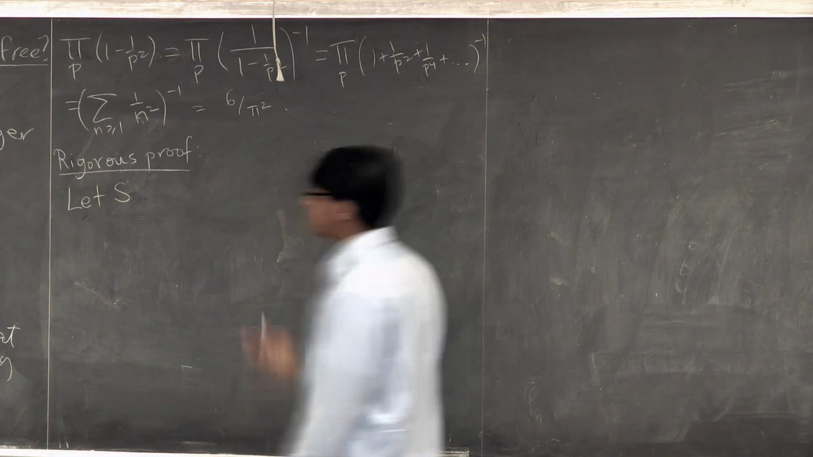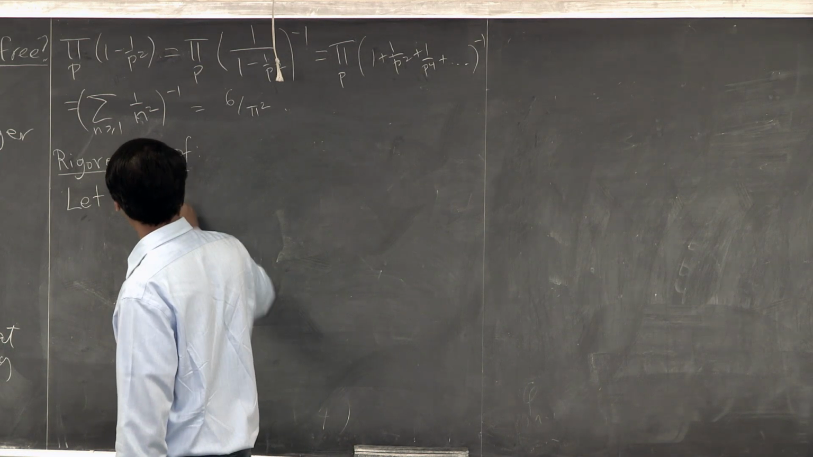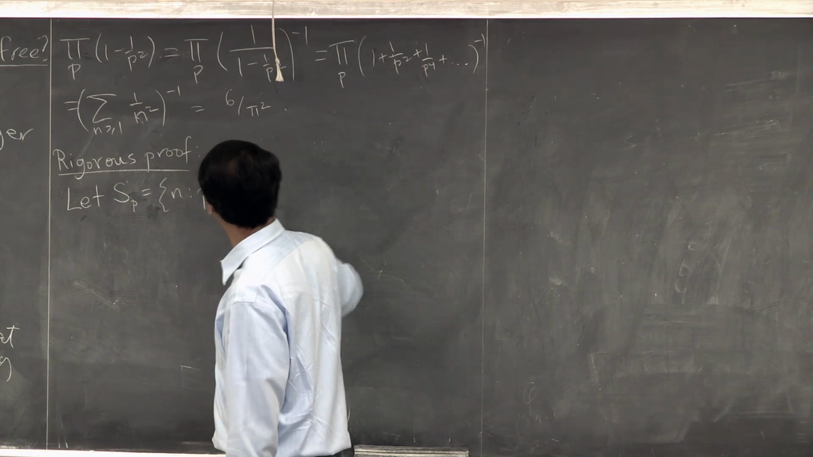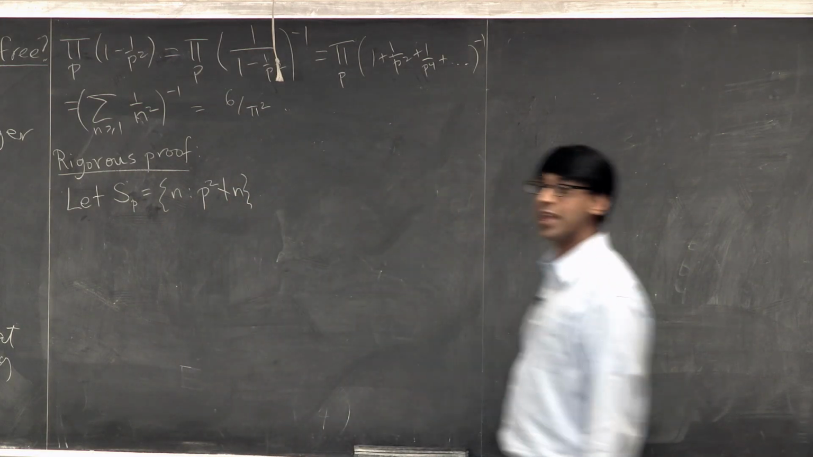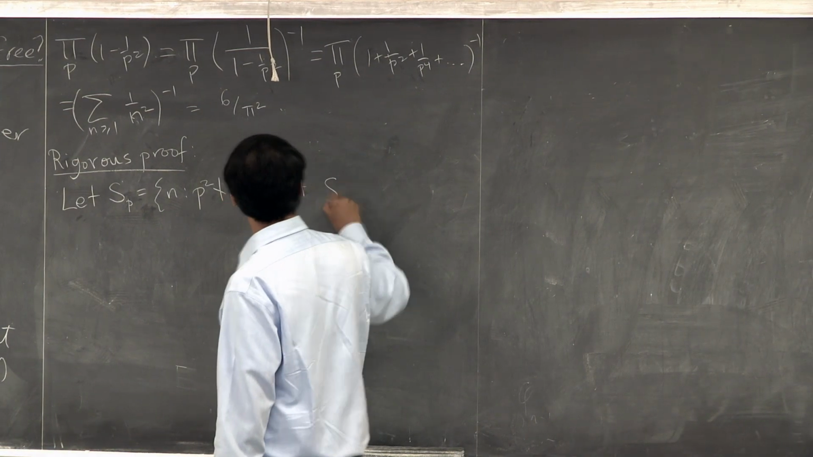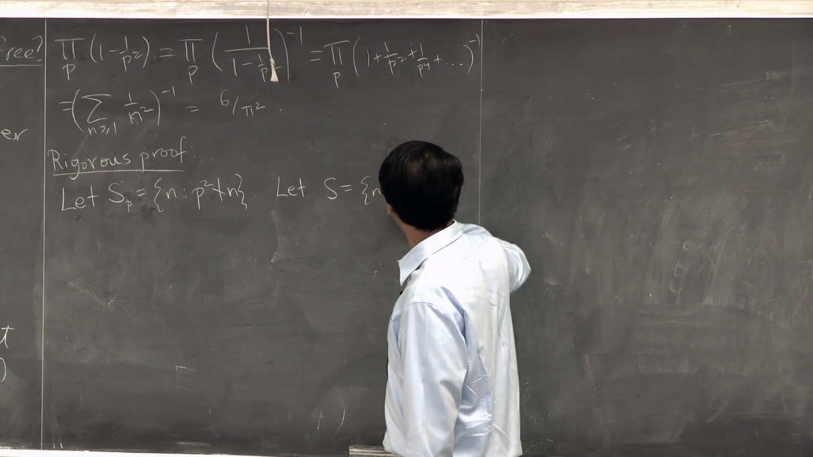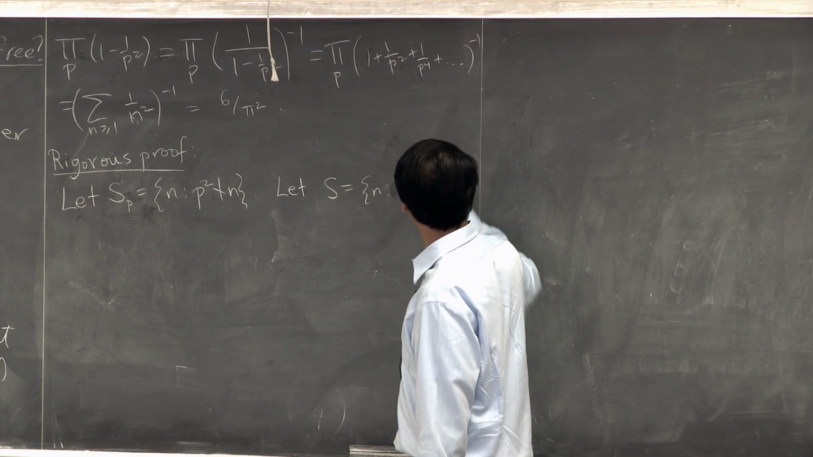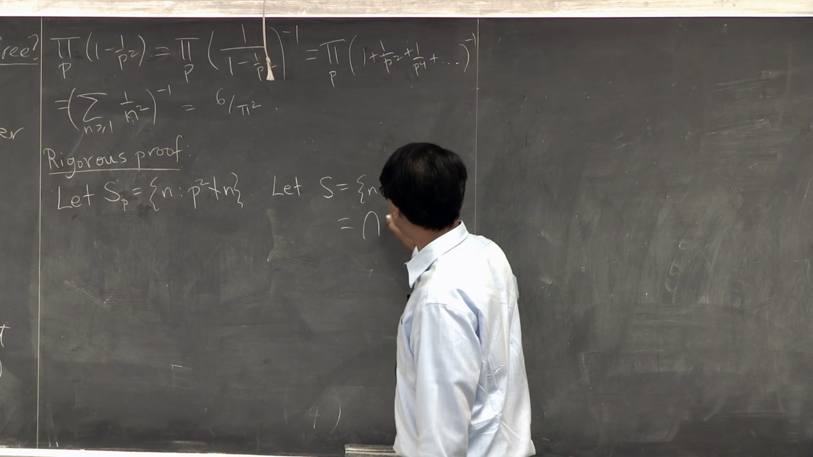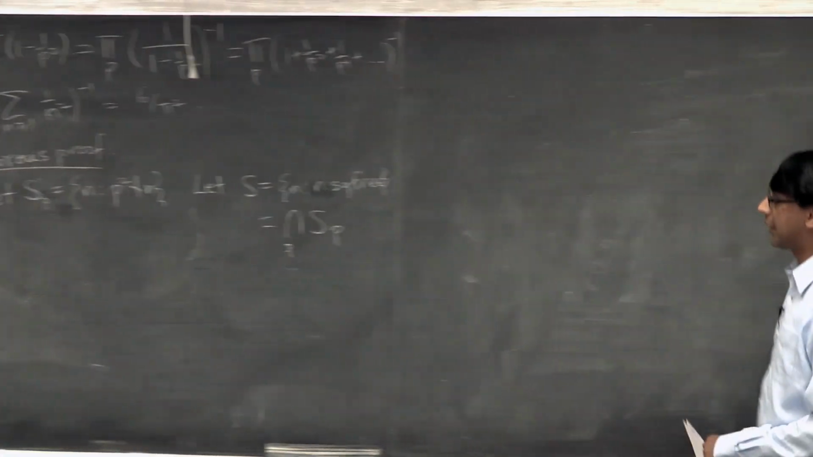So let's define this condition of being square free at a single prime. Let S_p be the set of all n such that p squared doesn't divide n. So that's like being square free at p. And then let S be the set of all n that are square free, which means that you can think of S as just the intersection of S_p over all primes p. Right?